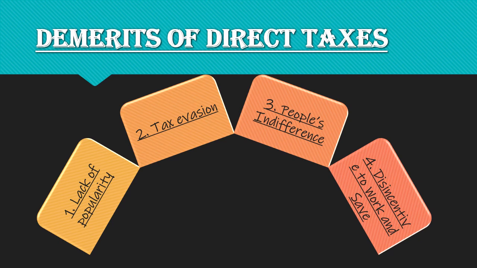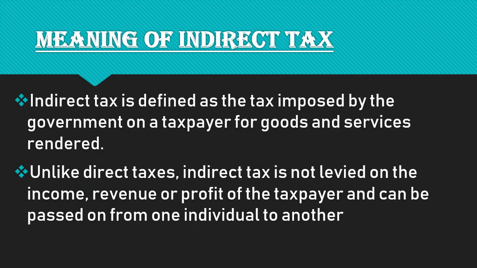Now just have a look on the indirect tax. So the indirect tax is referred to as a tax charged on a person who purchases goods and services, and it is paid indirectly to the government. The burden of tax can be easily shifted to another person. It is levied on all persons equally, whether rich or poor.